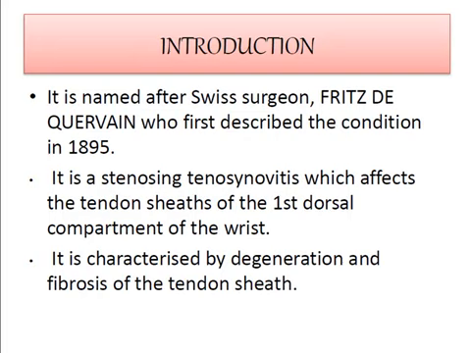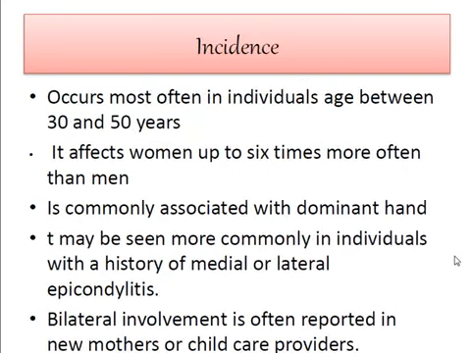This disease is named after Swiss surgeon Fritz de Quervain, who first described the condition in 1895. It is a tenosynovitis which affects the tendon sheaths of the first dorsal compartment of the wrist. It is characterized by degeneration and fibrosis of the tendon sheath. These tendons include the extensor pollicis brevis and the abductor pollicis longus.